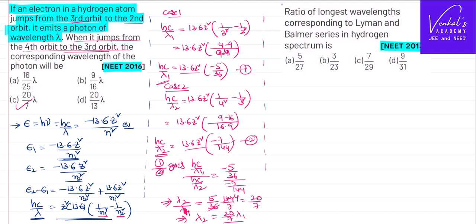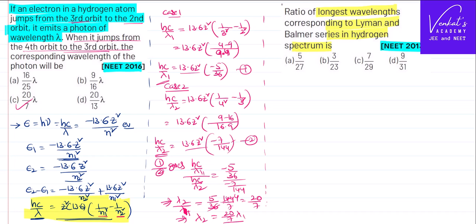We need to have some conceptual clarity on how we derive equations for energy. Once you know that, it's very easy to solve this problem. That's one question. Let's have a look at the other question. The ratio of the longest wavelength corresponding to the Lyman and Balmer series in the hydrogen spectrum is how much? That's the question that we have.